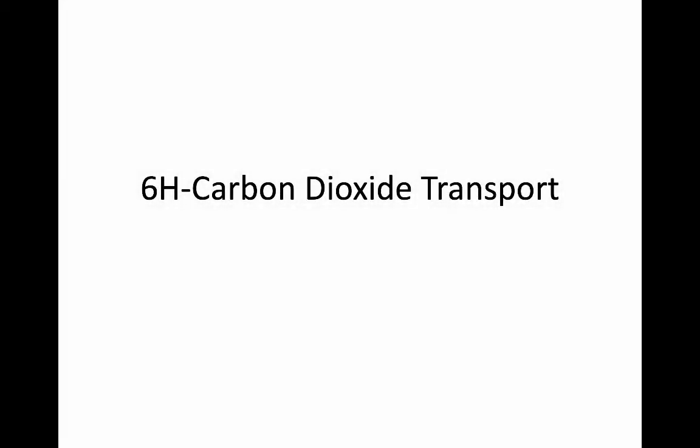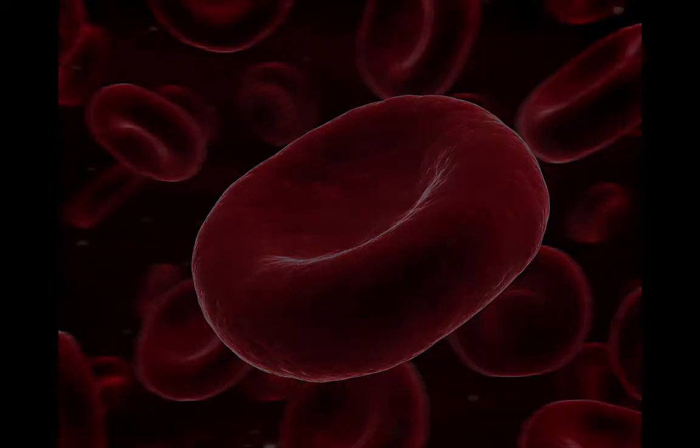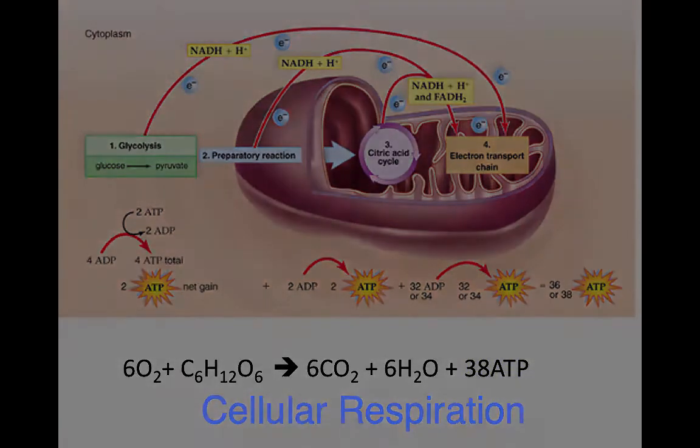Lesson 6H, Carbon dioxide transport. Whereas oxygen is mainly transported by red blood cells, carbon dioxide is primarily transported using the other component of blood, plasma. At the tissue, carbon dioxide is being created at the mitochondria when glucose and oxygen are being used to create ATP, a process called cellular respiration.